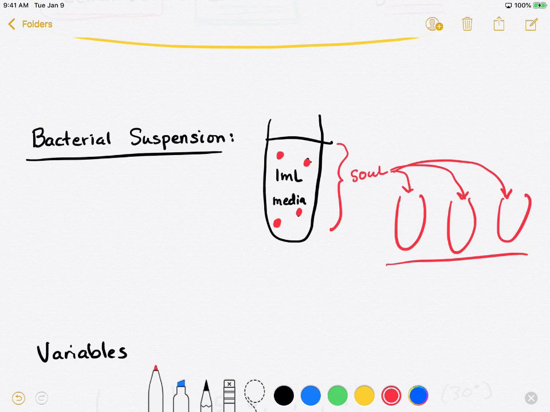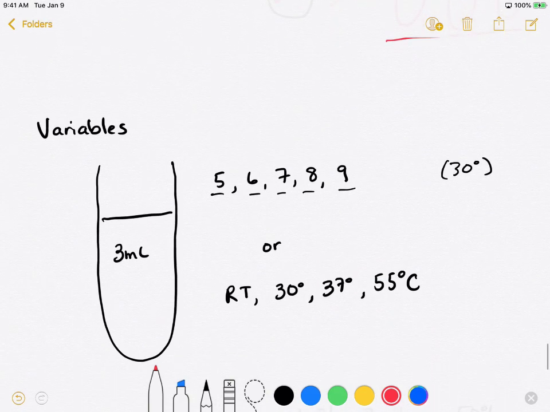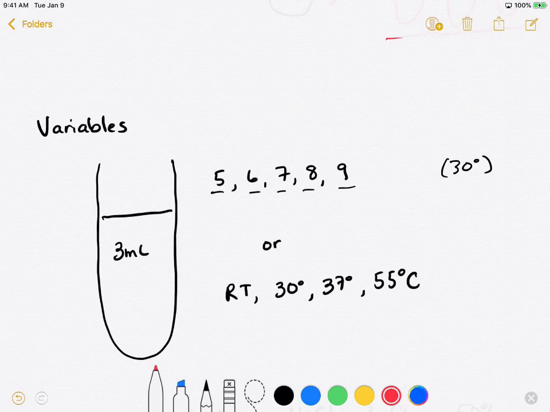Each tube had to choose one of 2 variables to test initially. Your variable choices were to test either pH or temperature. Each of you were given tubes that contained 3 milliliters of growth media. You then chose whether you wanted to see if pH would influence your enzyme activity or if temperature would. To each of these tubes, you added 50 microliters of that bacterial suspension that you had created.